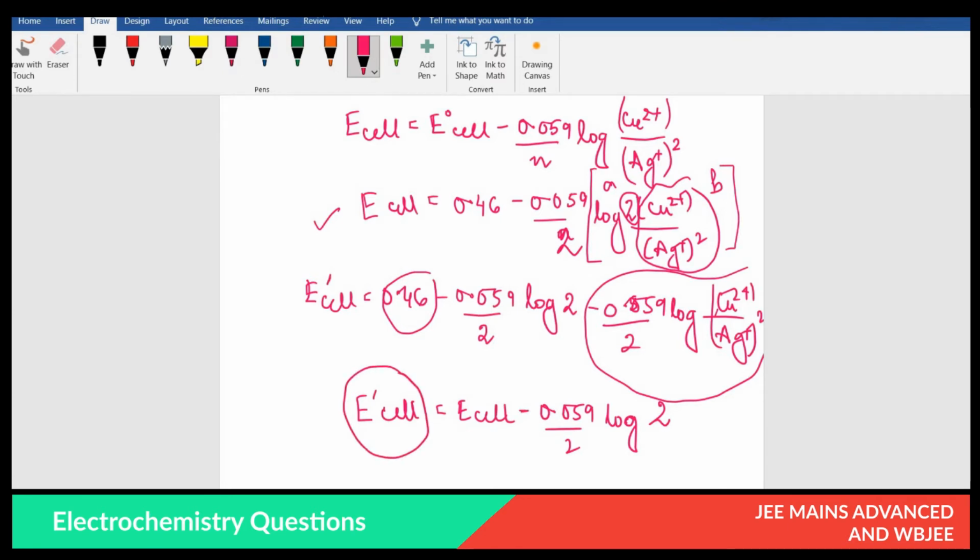So on doubling the concentration of Cu2 plus, this new E prime cell has a reduced value because it has a minus containing term. So the value of the new E prime cell on doubling the concentration of Cu2 plus would be less than that of E cell, right? And that should be your answer. Just see which option it matches in the question. So it matches option number D. It gets reduced, right? Understood?